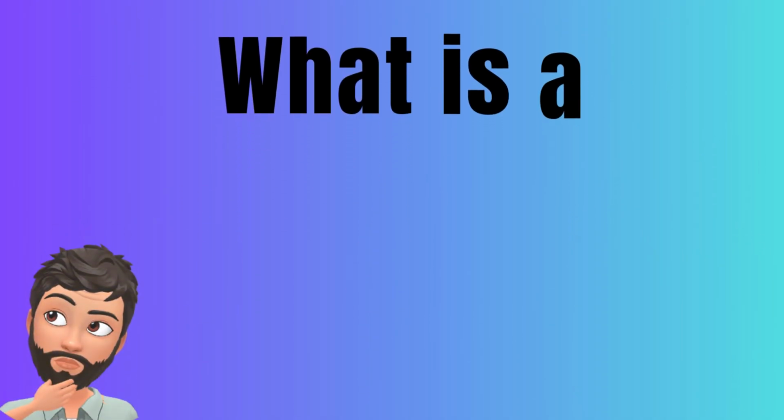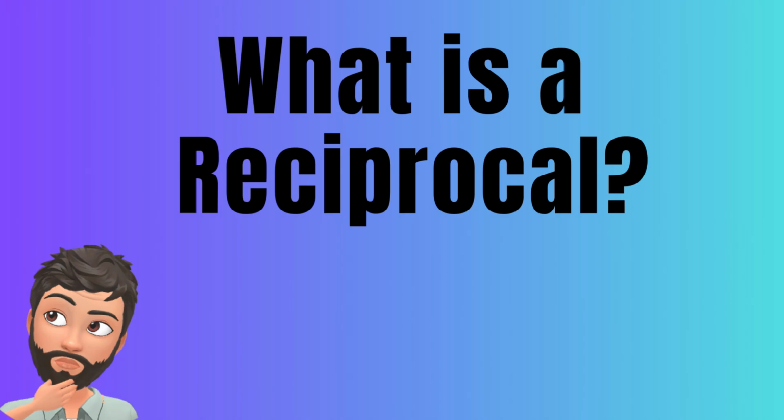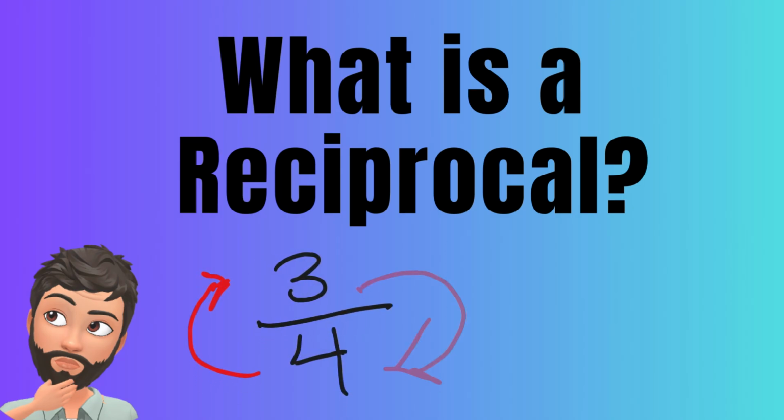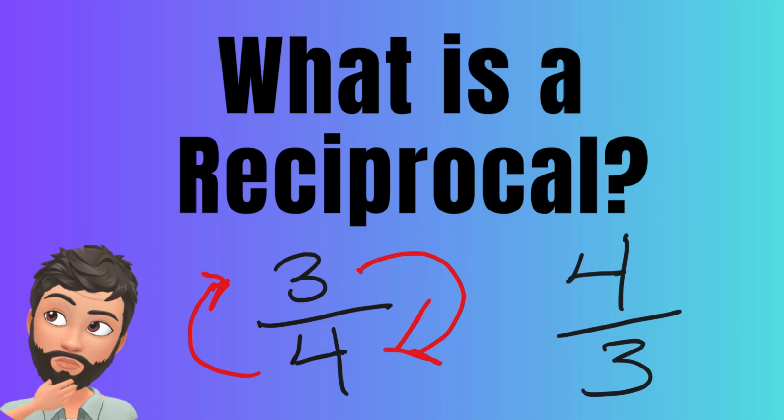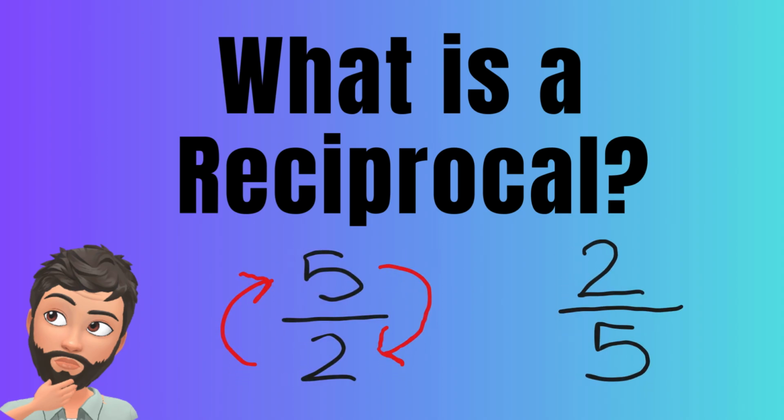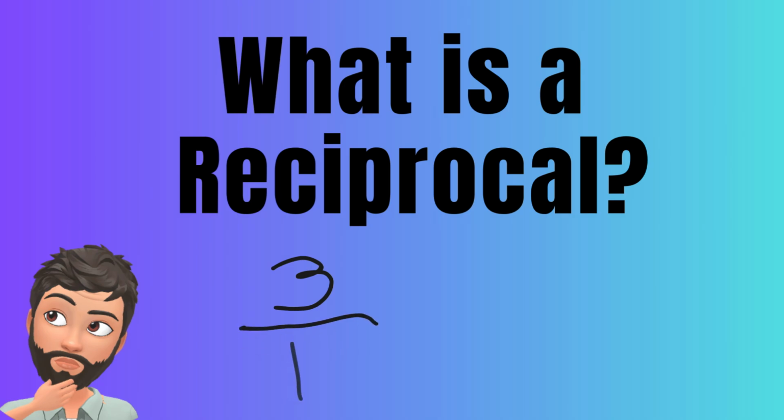Before we move on, let's quickly talk about what a reciprocal is. A reciprocal is just flipping a fraction. That's it. You switch the numerator and the denominator. So 3/4 becomes 4/3, 5/2 becomes 2/5, and if you have a whole number like 3, you turn it into a fraction first. So 3 is the same as 3/1, and so the reciprocal is 1/3.